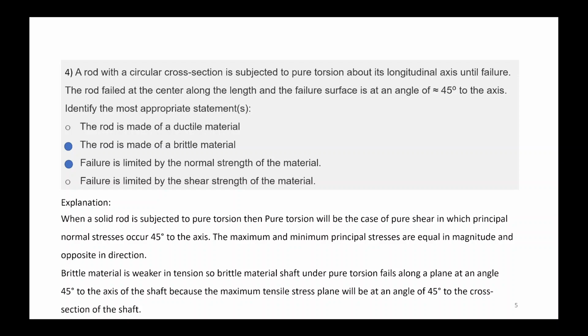We can explain this by saying that when a solid rod is subjected to pure torsion, it is the case of pure shear, in which principal normal stresses occur at 45 degrees to the axis. The maximum and minimum principal stresses are equal in magnitude and opposite in direction. And brittle material is weaker in tension, so a brittle material shaft under pure torsion fails along a plane at an angle of 45 degrees to the axis of the shaft, because the maximum tensile stress plane will be at an angle of 45 degrees to the cross section of the shaft.